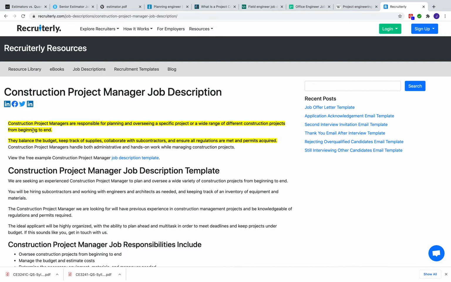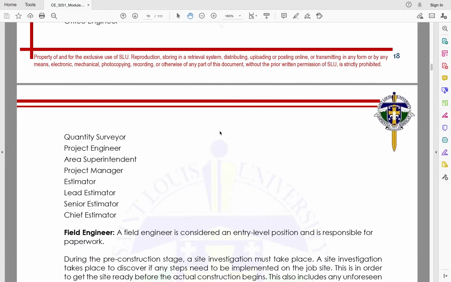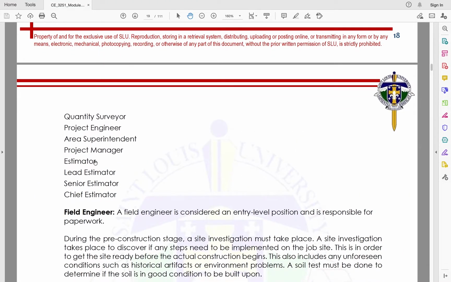Because he oversees the flow of the work in the construction site. So as to ensure that the works are on schedule, they are not having any delays, and the flow of the work is smooth. Okay? They balance the budget, keep track of supplies, collaborate with subcontractors, and ensure all regulations are met and permits acquired. So sila yung pinaka-head sa construction site.